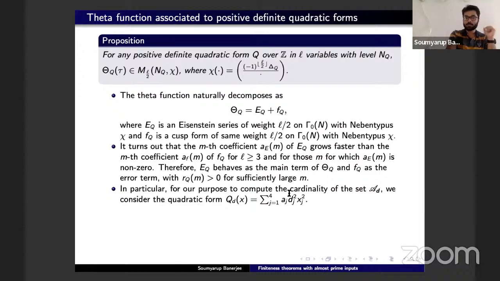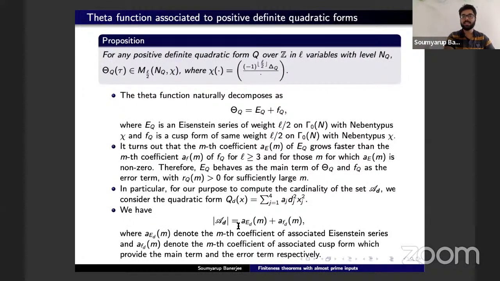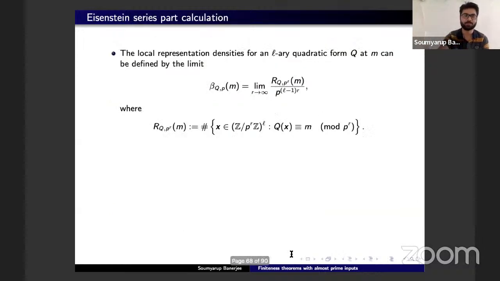In particular, for our purpose to compute the cardinality of the set A_D, we consider the quadratic form Q_D(x) equal to the sum of a_j d_j squared x_j squared. Why do we consider that? Because A_D is the set of solutions of these quadratic forms equal to m, the number of solutions of these quadratic forms. So we have that |A_D| is a_E,D(m) plus a_F,D(m), where a_E,D(m) is the m-th coefficient of the Eisenstein series and a_F,D(m) is the m-th coefficient of the cusp form, which provide the main term and the error term respectively. Let us now quickly see in one slide how to compute the Eisenstein series part, the main term, and how to compute the error term.